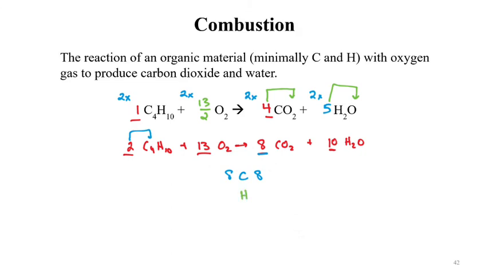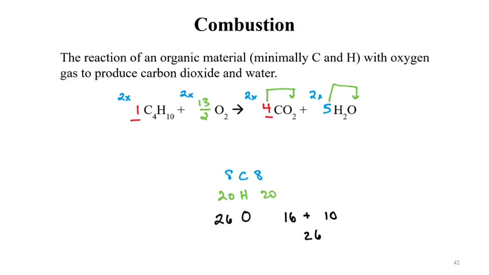Hydrogen on the left. There's 2 and the 10, so we got 20. We got the 10 and the 2, we got 20. Oxygen. 13 times 2 is our 26. 8 times 2 is 16 plus 10, 26. Wow. That's kind of neat.